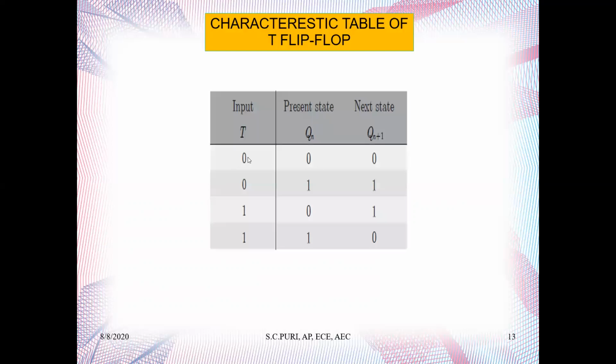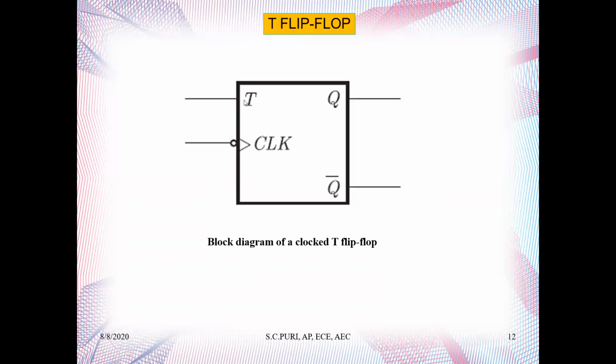When T is 0, with a JK flip-flop where the common input is T, and as J and K are shorted, J will be 0 and K will be 0. J0, K0 is nothing but the no change condition, so whatever is in Q, there will be no change. But whenever T is 1, J goes to 1 and K goes to 1. JK equal to 1 is toggling, so whatever is in Q, the next state will be Q bar.